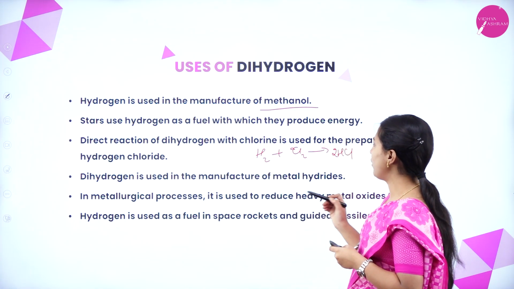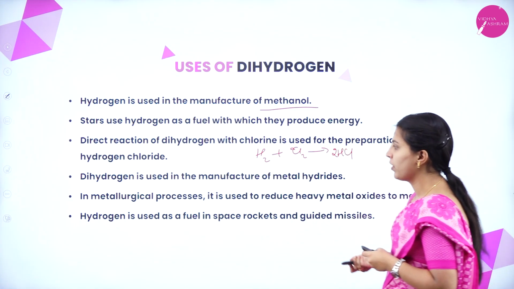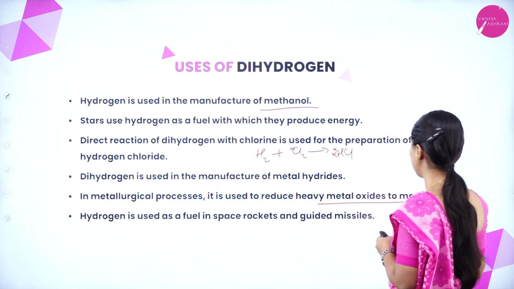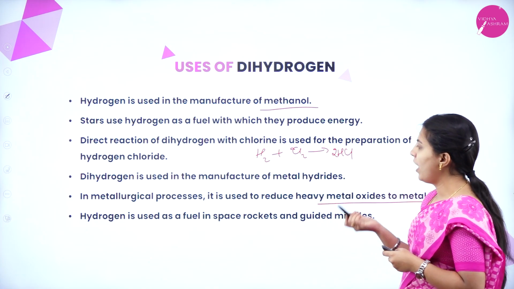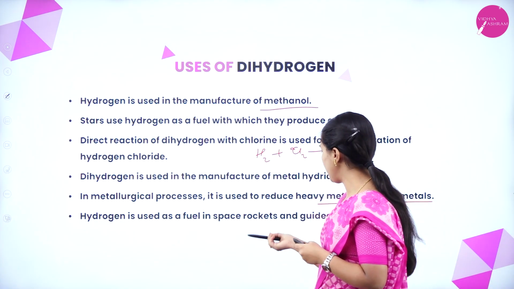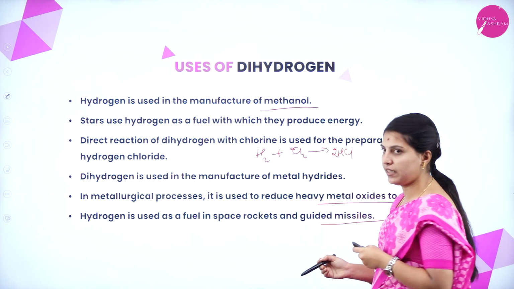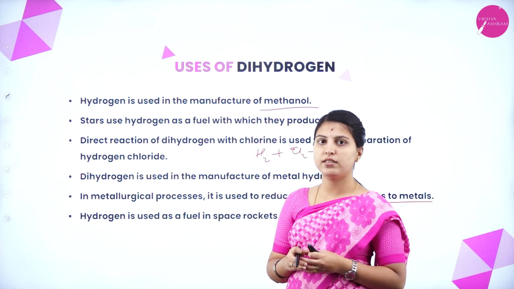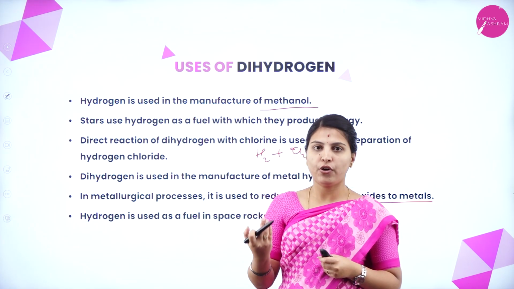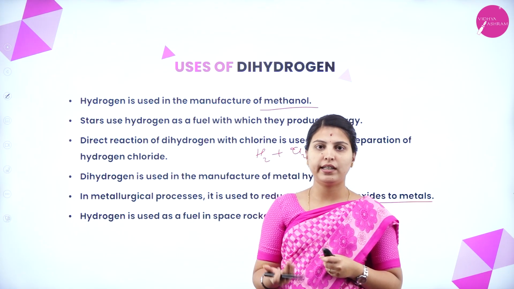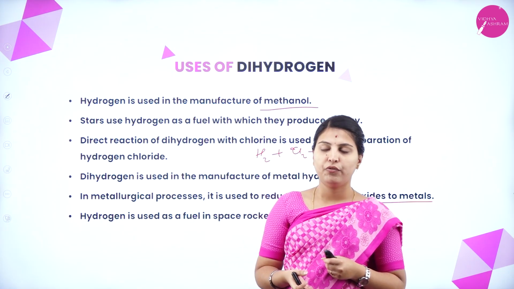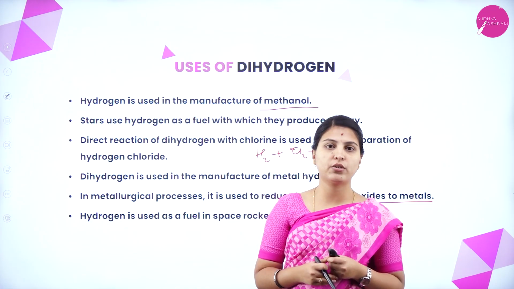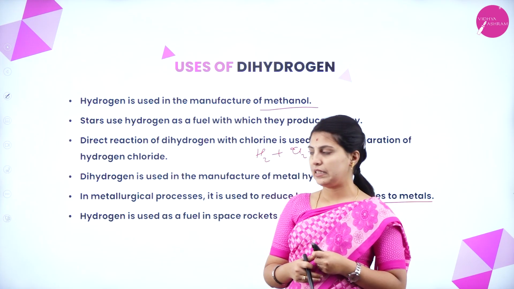Dihydrogen is used in the manufacture of metal hydrides. In metallurgical processes, it is used to reduce heavy metal oxides to metals. Hydrogen is used as a fuel in space rockets and guided missiles. The overall uses, if you see, hydrogen is mostly used for many purposes like oil, like fuel in rocket science. From the smallest part to the application level, we can see the uses of hydrogen.